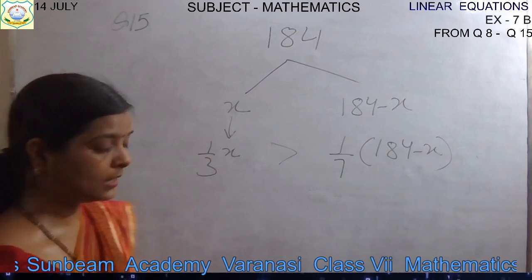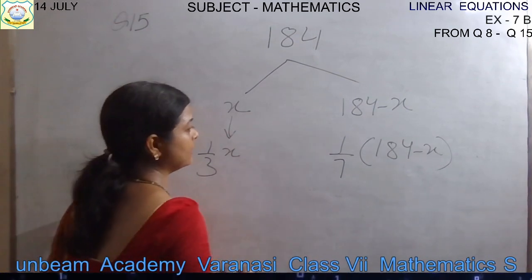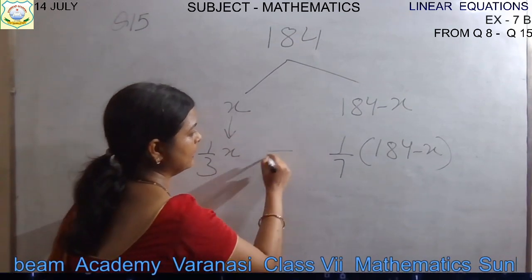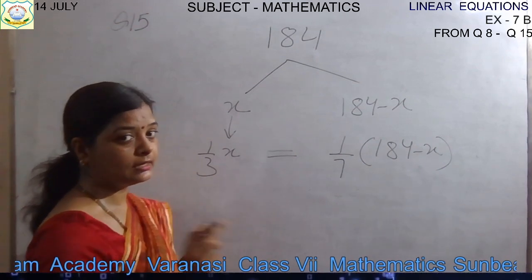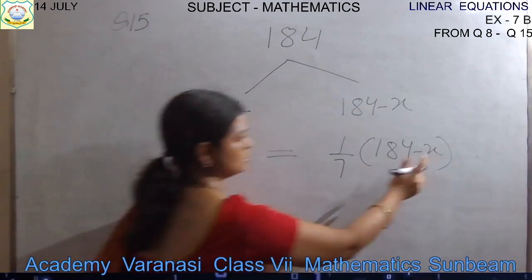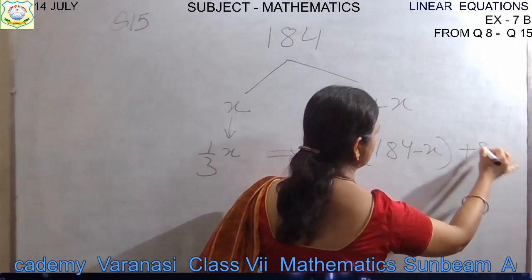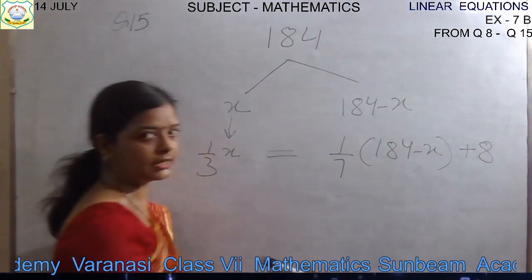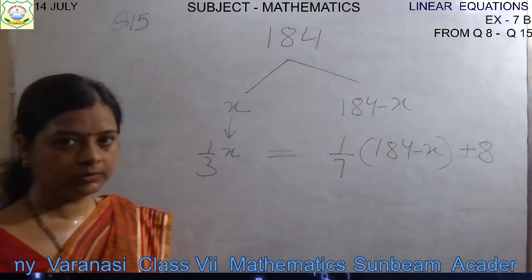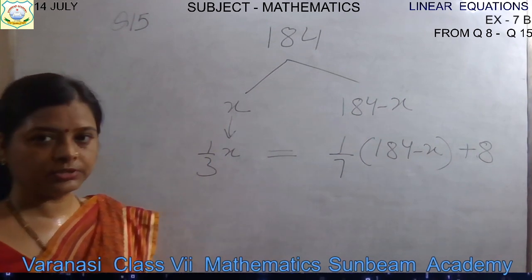So to make it equal, दोनों को equal बनाने के लिए we have to adjust 8. It is 8 more. So just add 8 in this number also. Now both are equal. Okay. Let's solve it, children.